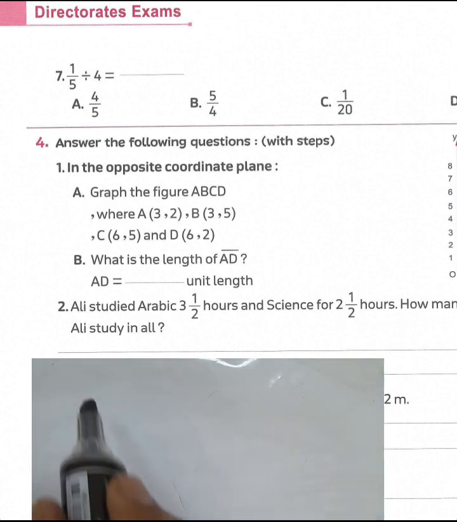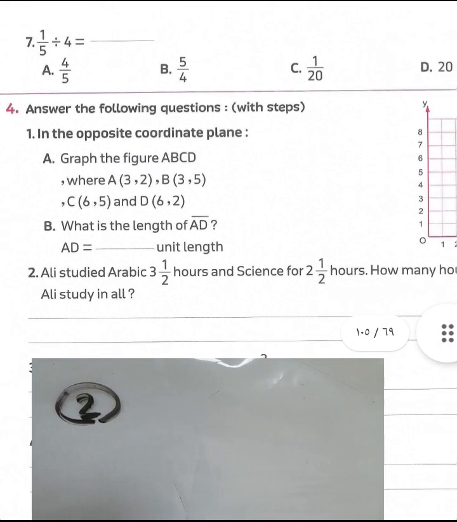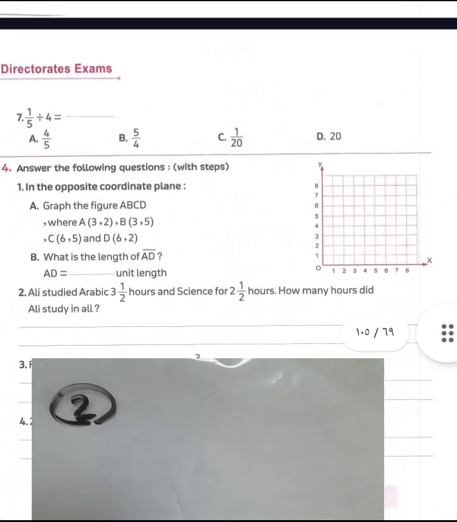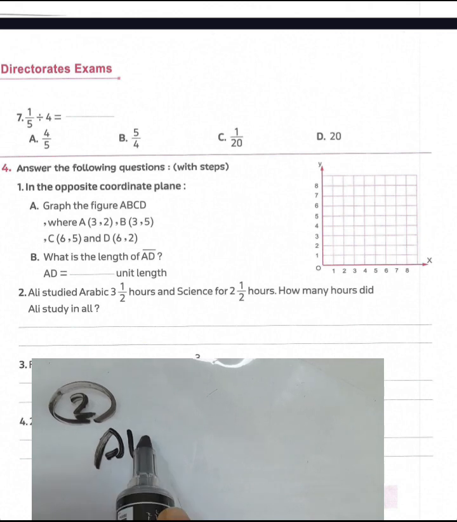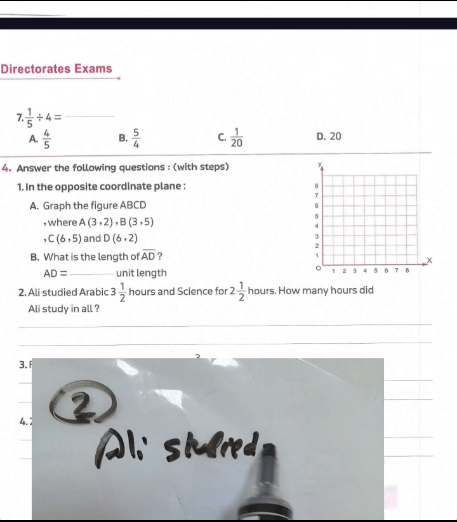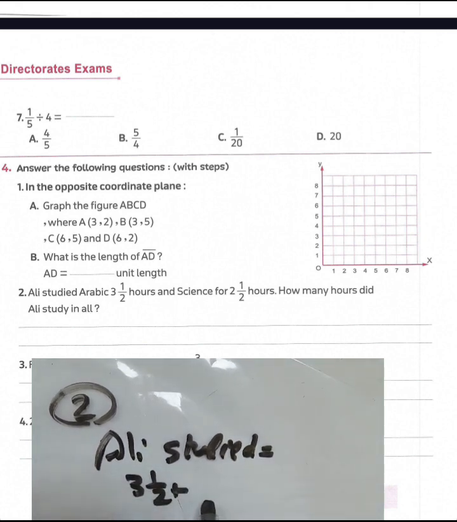Next question number 2. Ali studied Arabic 3.5 hours and science 2.5 hours. How many hours did Ali study? Now we can find the sum of them. We can add 3.5 and 2.5. Then we can write Ali studied. Write the first 3 and a half and the second 2 and a half. 3 plus 2 is 5, and half plus half is 2 over 2, which is 1. 1 plus 5 equals 6. Then Ali studied 6 hours.